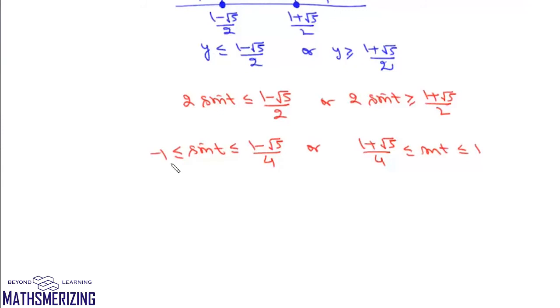Now sin inverse of minus 1 is minus pi by 2. So it will be minus pi by 2. Now (1 minus root 5)/4. So we know that the value of sin pi by 10 is (root 5 minus 1)/4. So it will be minus pi by 10.